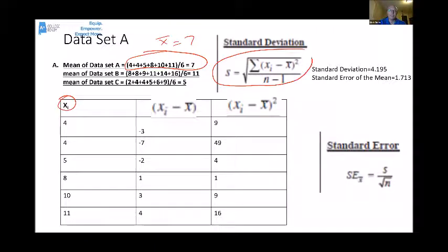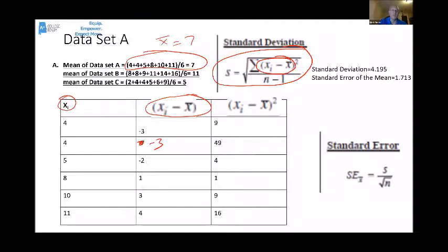Keeping in mind, this is my formula for standard deviation. I went ahead and made a column here for just this piece of the formula. So xi minus x bar. In this case, that would be 4 minus the mean, which was 7, to get -3. 4 minus the mean of 7 to get -3. There's a typo. 5 minus the mean to get -2. 8 minus the mean to get 1. 10 minus the mean to get 3. And 11 minus the mean to get 4.